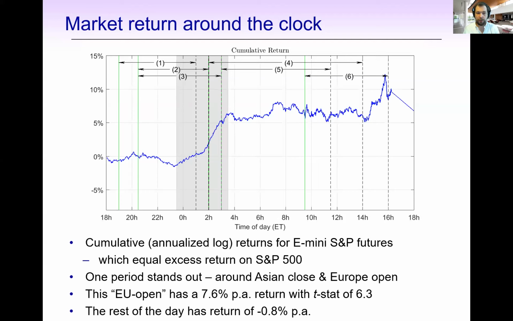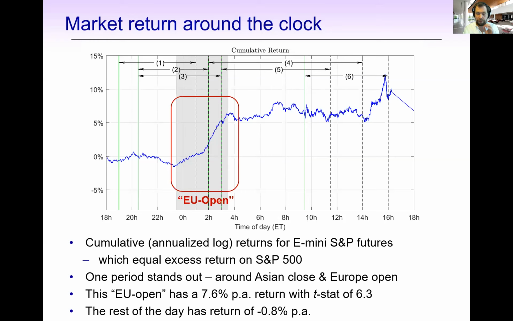So you can see that during the Asian session, they're zero or slightly negative. During the subsequent European session and most of the US session, they're flat, except for the zigzag around the US close that has little effect on the net returns. So the goal of this paper is to understand why equity returns are positive.